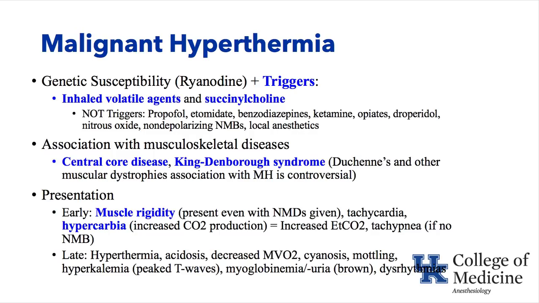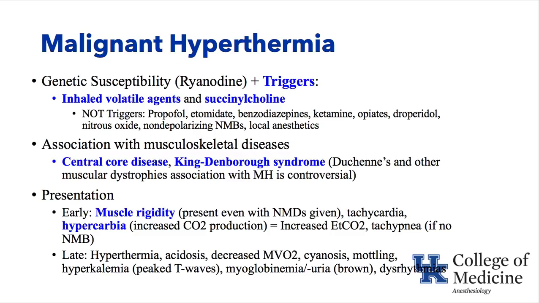Some important points about malignant hyperthermia: genetic susceptibility, ryanodine receptor, and calcium metabolism in the muscle, along with a trigger in a patient who has the genetic susceptibility, can result in malignant hyperthermia. Inhaled volatile anesthetics and succinylcholine are the triggers for MH. Things that aren't triggers include a lot of our drugs like propofol and etomidate, midazolam and ketamine and remifentanil and other opioids and nitrous oxide and local anesthetics.